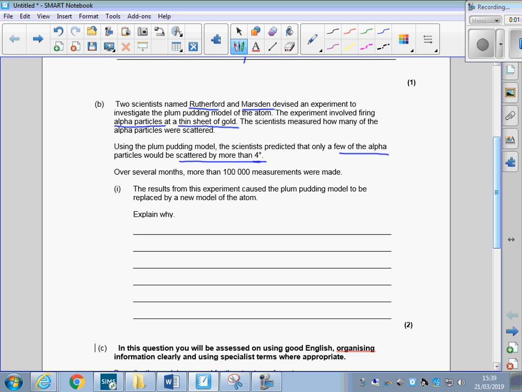So what does that mean? It means it's got the gold leaf there, and the vast majority of these particles are going to go straight through. And every now and again, they thought there might be a tiny little deflection, but not many and not much. But they did over 100,000 experiments or measurements, and the results of this caused them to change the model. They needed a new model.